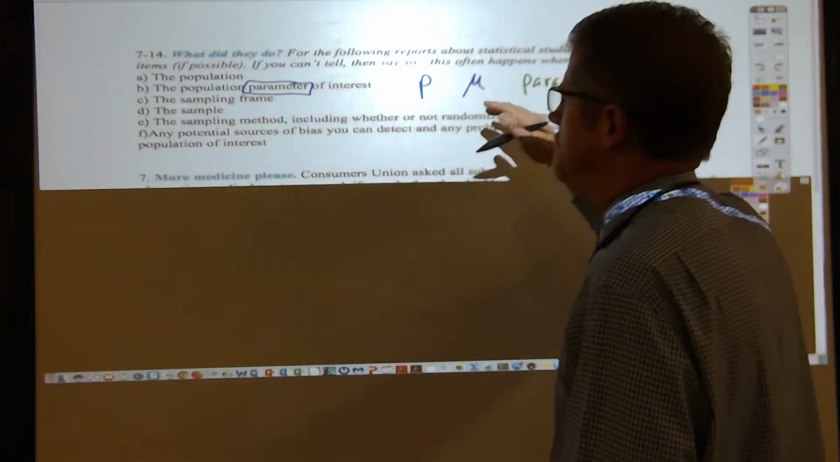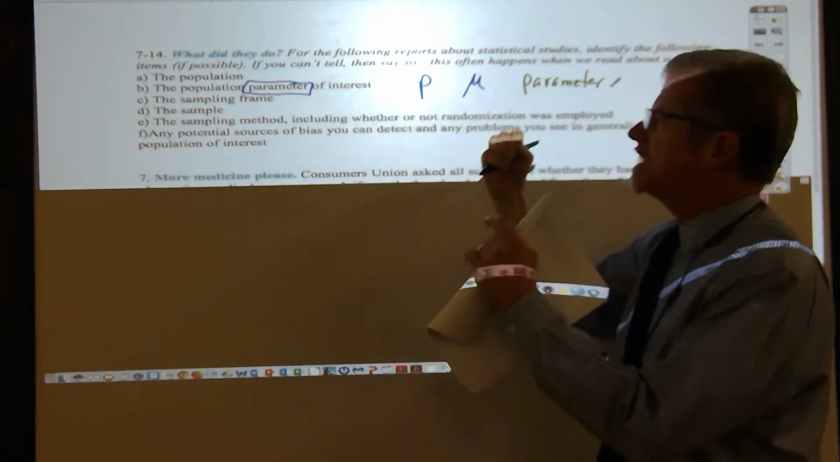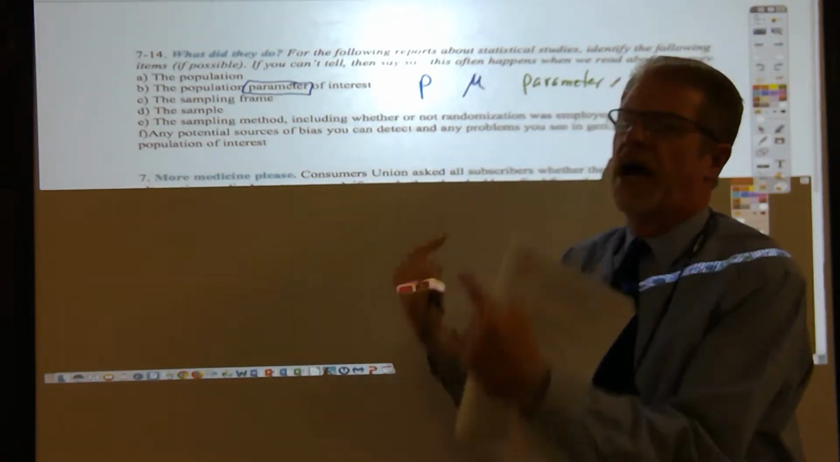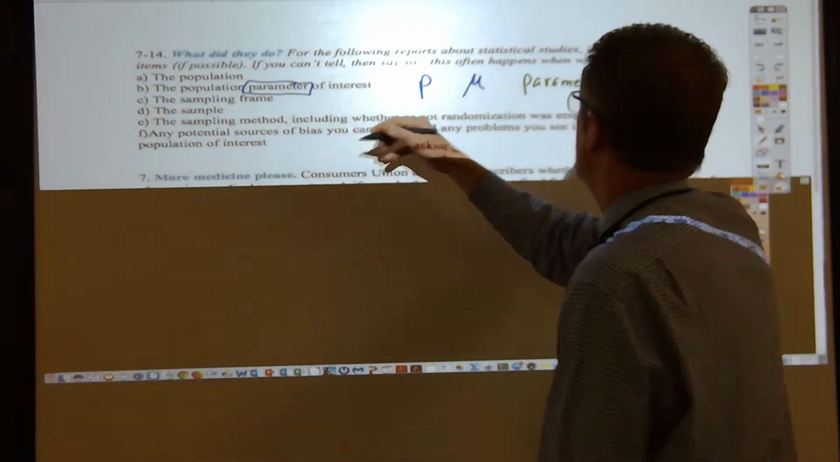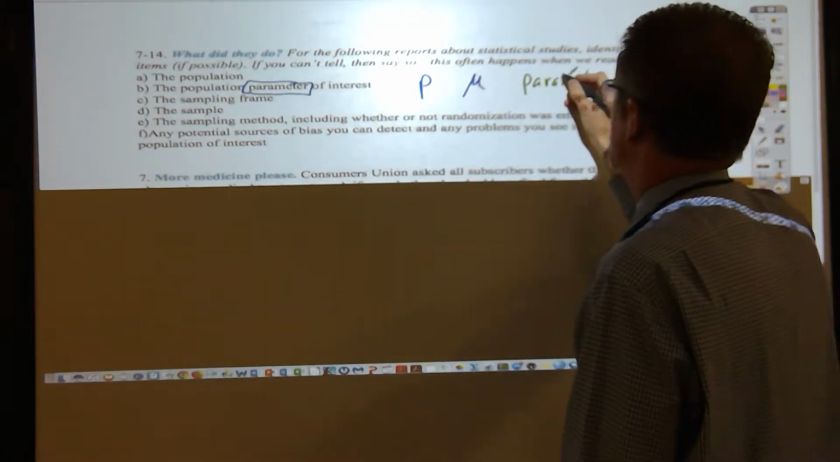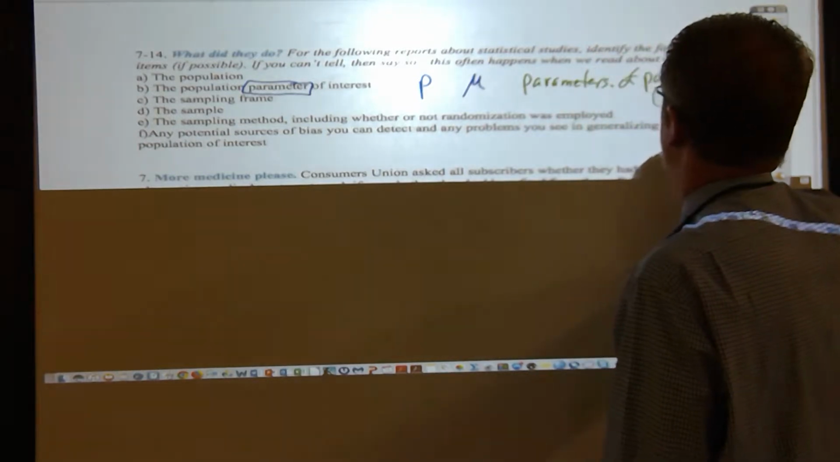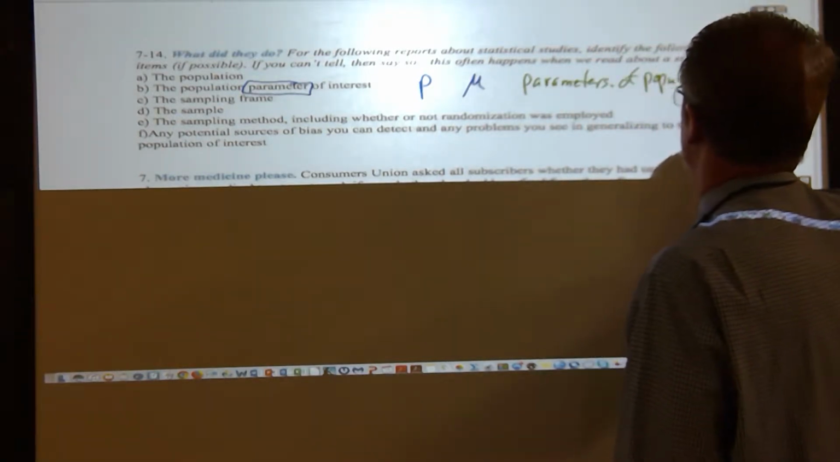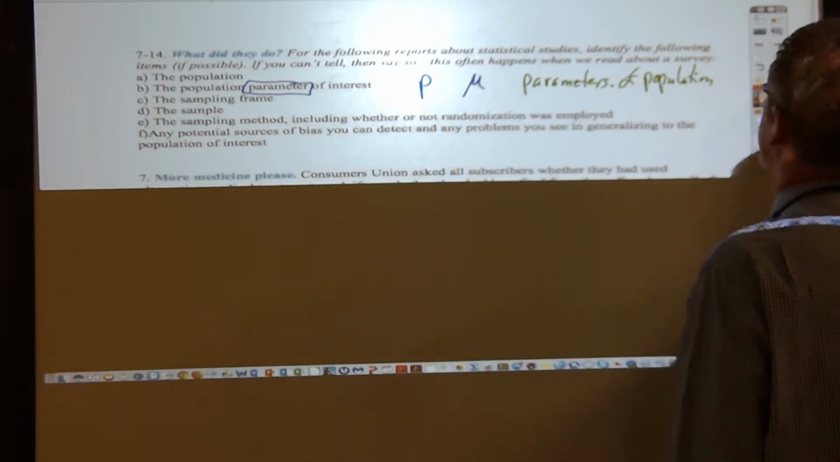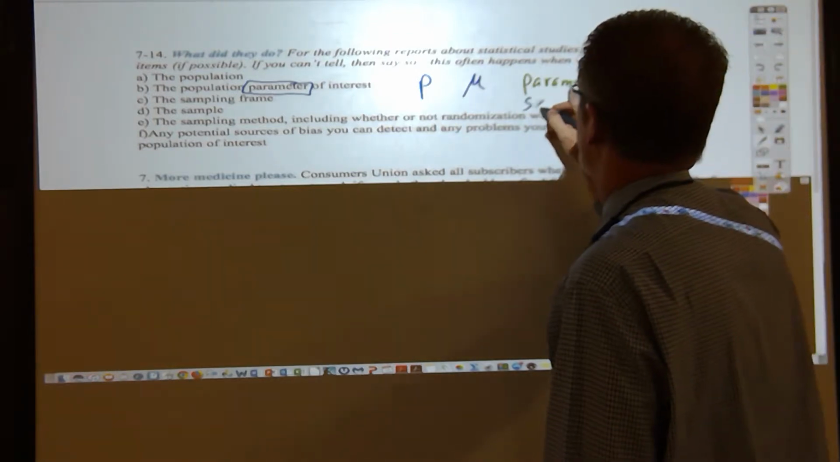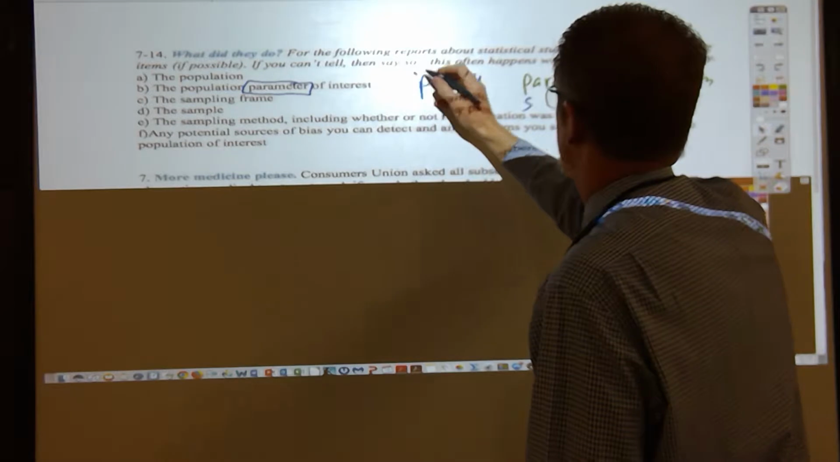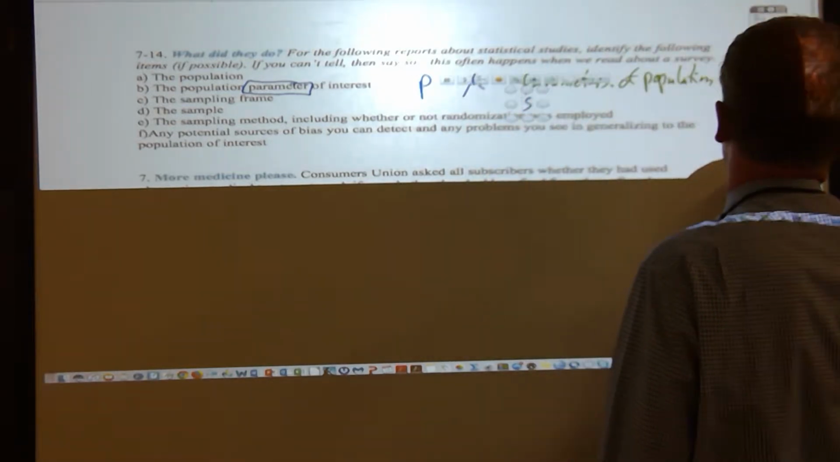A parameter, in the context of AP Stats, is a characteristic of a population. Parameter goes with population. So we talk about parameters of the population. And then we talk about statistics of the sample. So we're going to go a different color here.